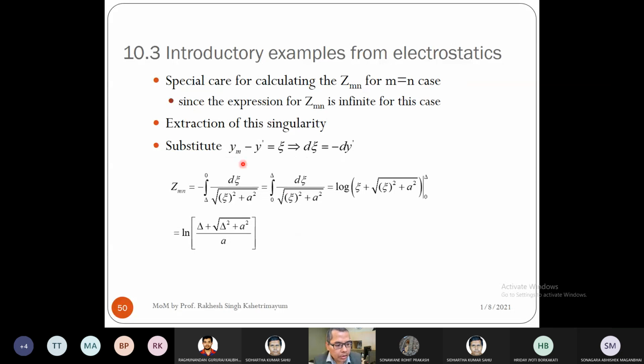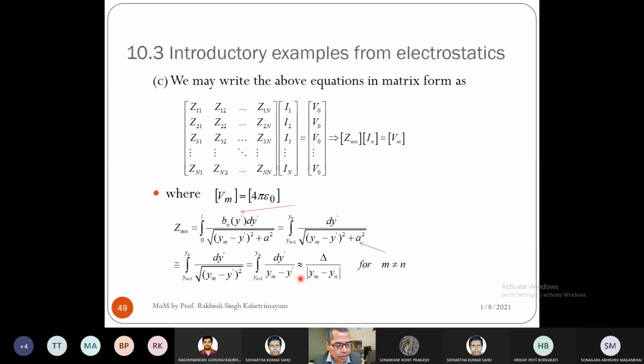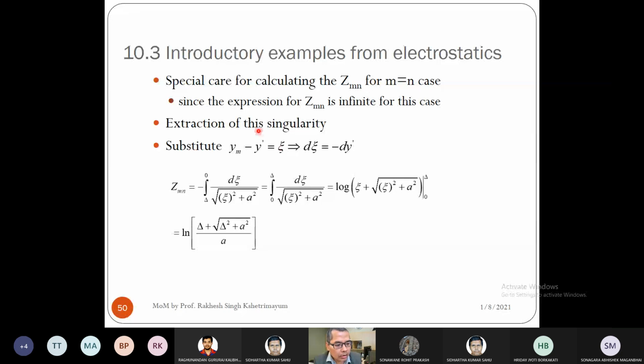For example, if I substitute Ym minus Y dash, which is there in the denominator, as xi, then d xi will become minus dy dash. You substitute it, then the integration limit will also change now. It will be from delta to 0. You'll have a negative sign because of this negative sign here. You can directly do the integration.